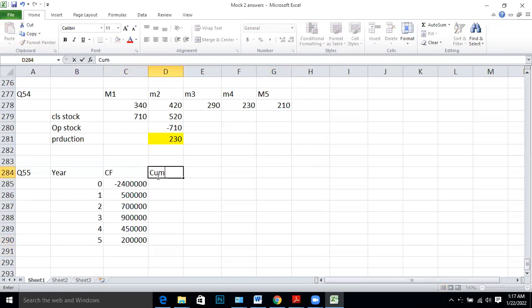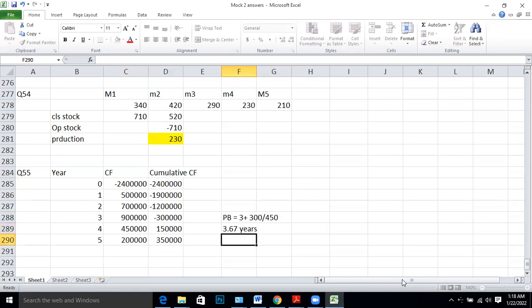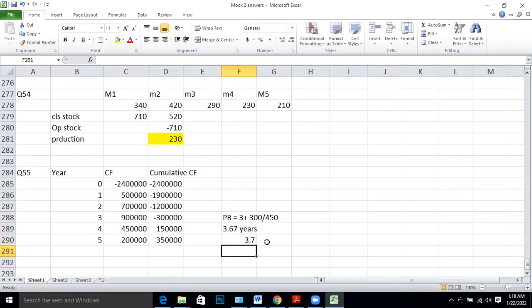So cumulative cash flow: you can see third year it's negative, fourth year it's positive. So payback period has to be 3 plus. Third year end there is 300,000 still pending. The next year you're earning 450. That's like 3.67 years. Are they asking in years? Years to 1 decimal place. So 3.7 is the right answer.